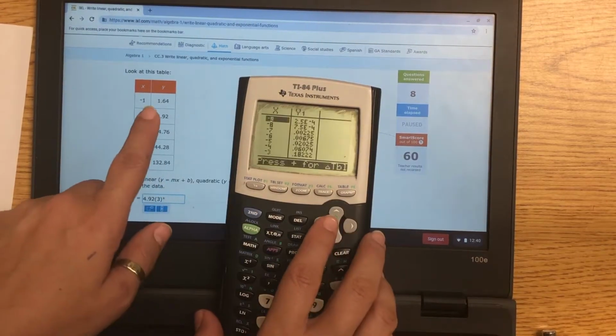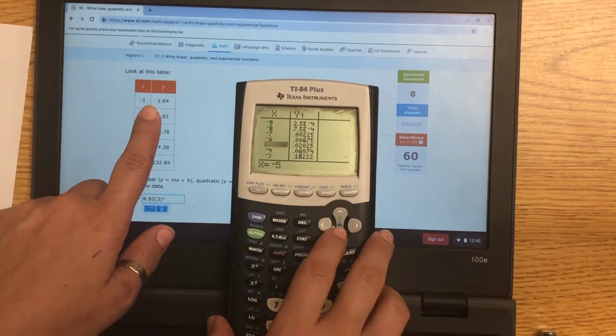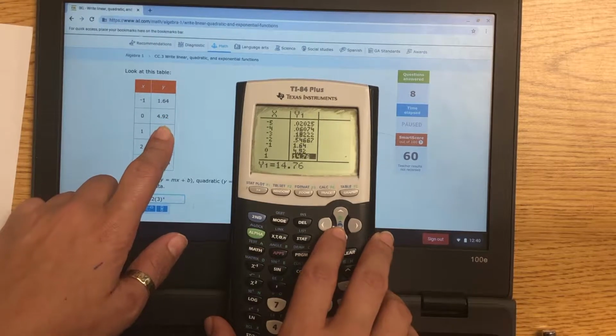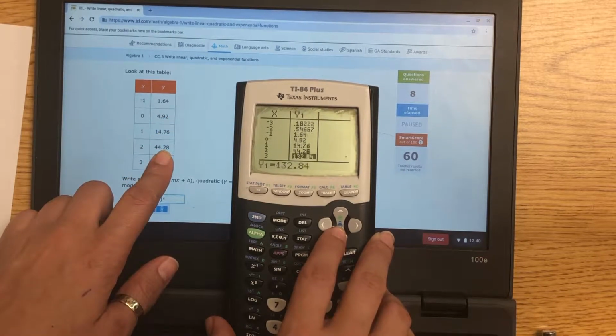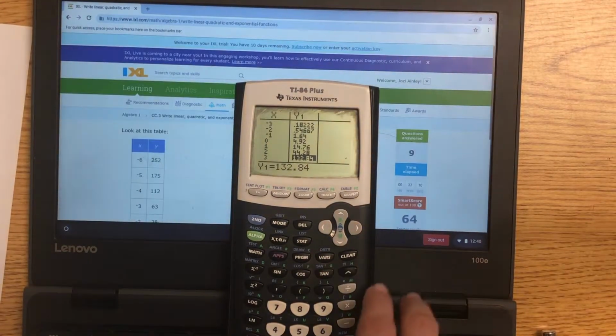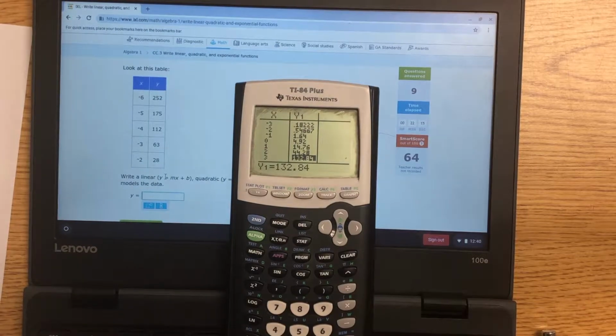Second table, you want to start at negative 1, so I'm going to scroll down to negative 1. And it's 164, then 492, then 14.76, then 4.28. So that's fine. So I'm right. So press enter. All right, we're just going to repeat this process. Doesn't matter if it's decimals.